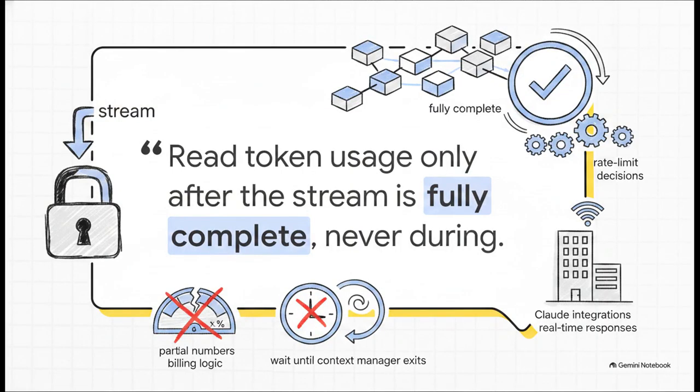Now, if you take only one thing away from this entire explainer, please let it be this golden rule right here. Read your token usage only after the stream is fully complete, never ever during. If you try to extract your token counts midstream, you are going to pull partial numbers. And those partial numbers will completely corrupt your billing logic and absolutely destroy your rate limit decisions. Just wait until the context manager fully exits, and I promise you the rest of your integration will function flawlessly.